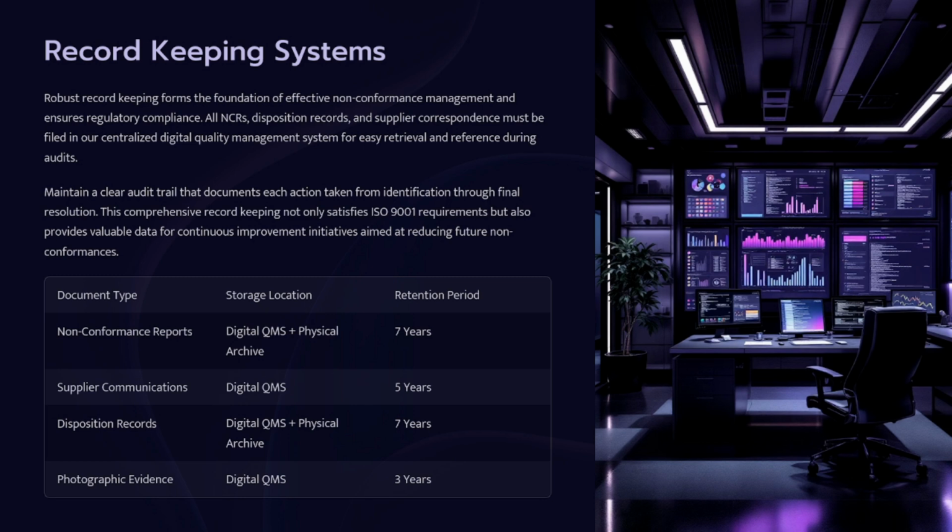For non-conformance records, that should be 7 years. Supplier communication should be 5 years. Disposition of records, any records which are required to be disposed, has to be stored until after 7 years. Any photographs related to your project can be kept up to 3 years. But in the end, all this has to be decided by your organization only. But the fundamental is to keep the record for 7 years, 5 years, however many years.